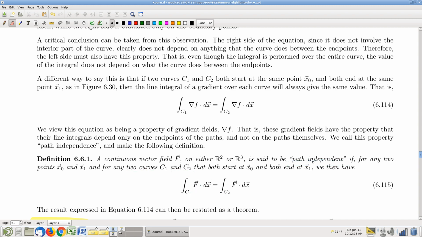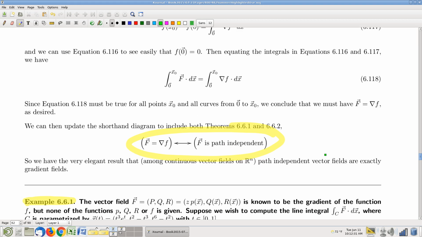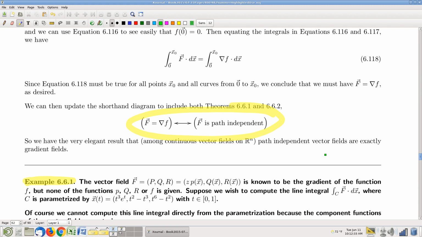Wouldn't that be nice? That does not happen, as it turns out, and I'm not going to go through the discussion of why. We just don't quite have time for it. Not really important for Math 212, but not only is every gradient path independent, but furthermore, every path independent vector field, assuming everything in sight's continuous, by the way, is, in fact, a gradient of some function. Even if you don't know what the function is, it's gradient of something.